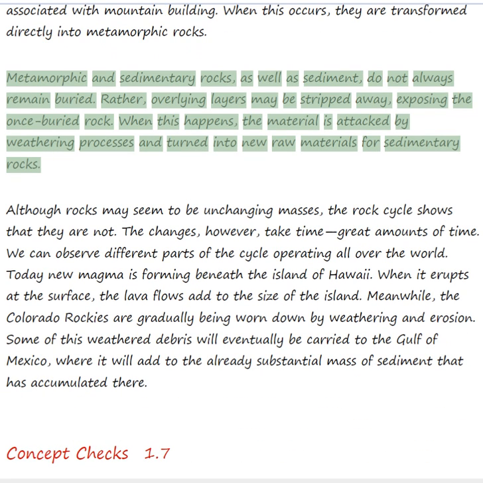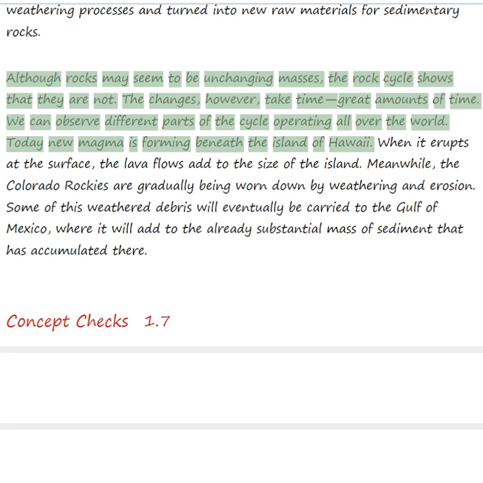Metamorphic and sedimentary rocks, as well as sediment, do not always remain buried. Rather, overlying layers may be stripped away, exposing the once buried rock. When this happens, the material is attacked by weathering processes and turned into new raw materials for sedimentary rocks. Although rocks may seem to be unchanging masses, the rock cycle shows that they are not. The changes, however, take time, great amounts of time.